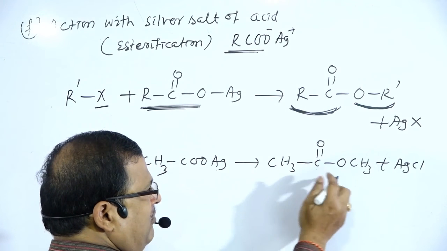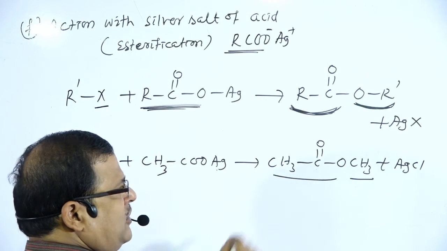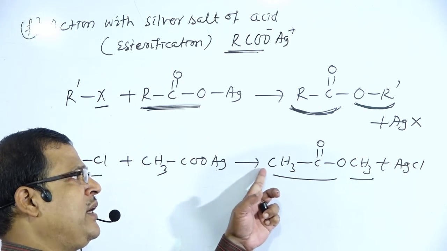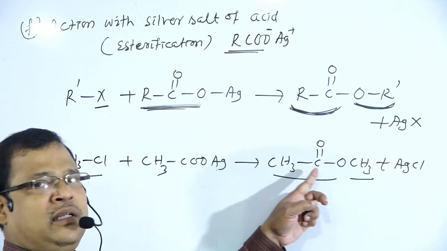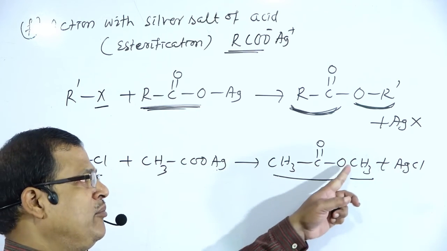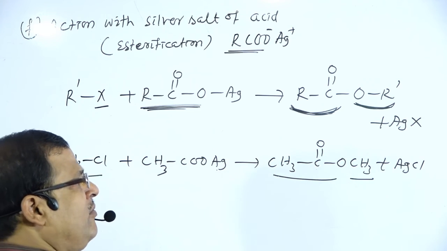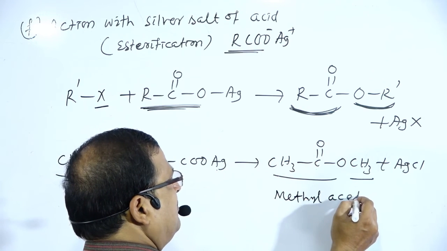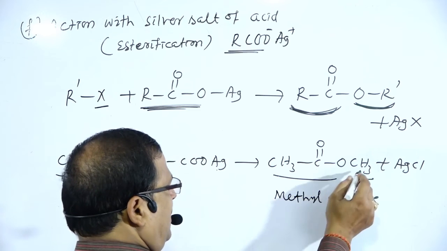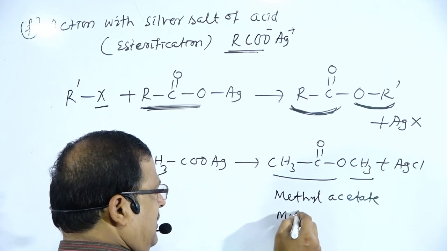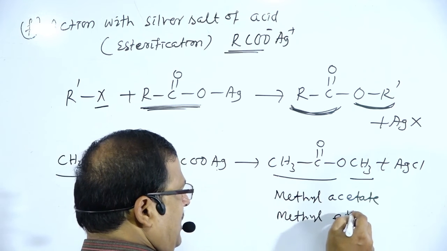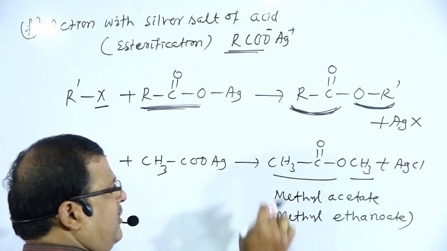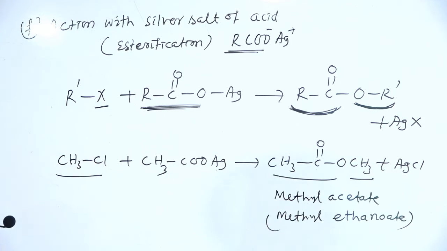This is methyl acetate, the common name, but the IUPAC name is alkyl alkanoate, methyl ethanoate, because the acid part contains 2 carbon atoms. Methyl ethanoate, that is methyl acetate, the common name, or methyl ethanoate. Alkyl alkanoate, that is methyl ethanoate, is the name for that ester.